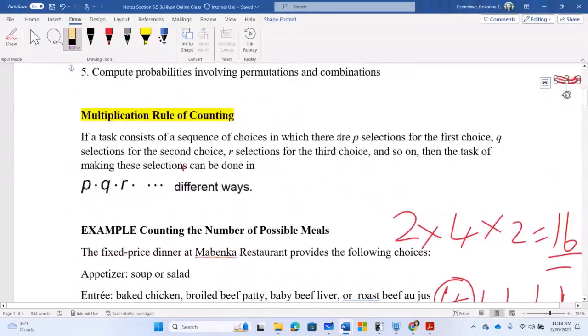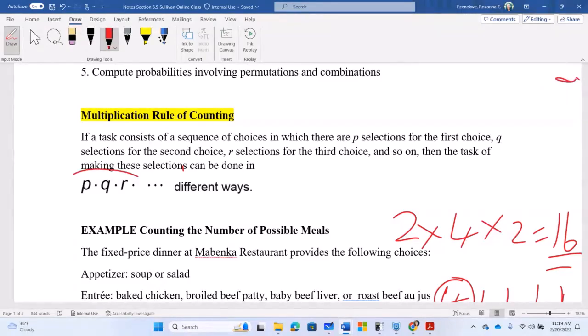Multiplication, for example. If you're given a task that consists of a sequence of choices in which there are P selections for the first choice, Q selections for the second choice, and R selections for the third choice, and so on, then the number of ways of making these selections is a multiplication: P times Q times R. So there are P times Q times R different ways of making decisions to select.